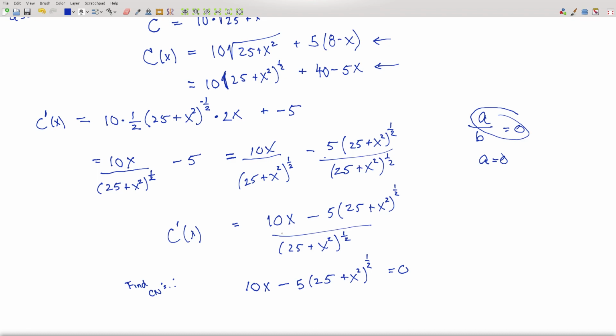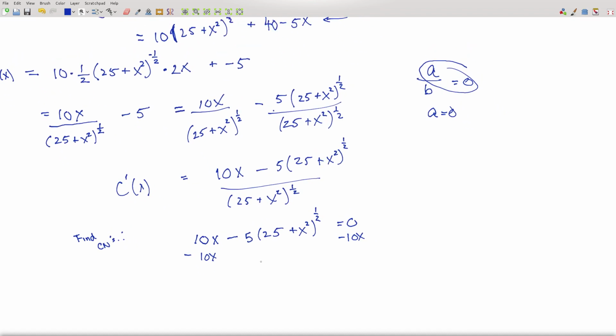Alright, so let's keep on going. So 10x minus 5 times the quantity 25 plus x squared to the 1/2 power equals 0. I'm going to subtract 10x from both sides.